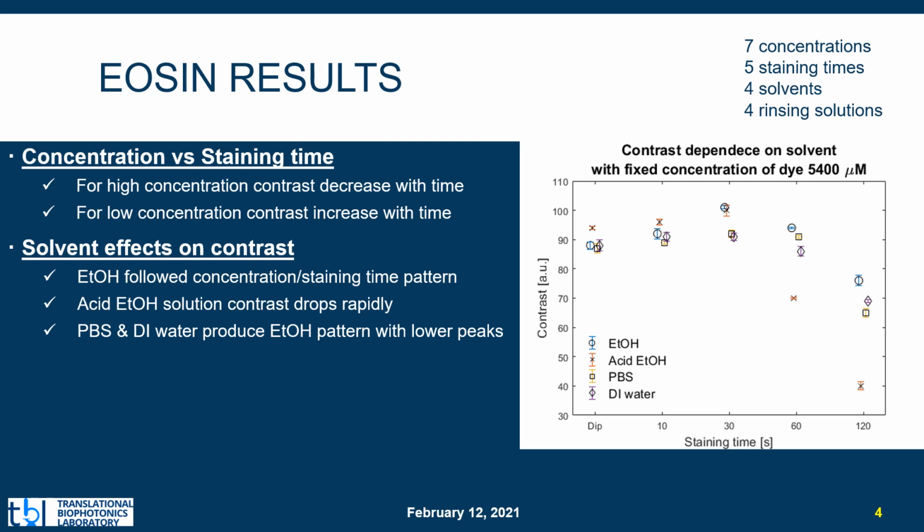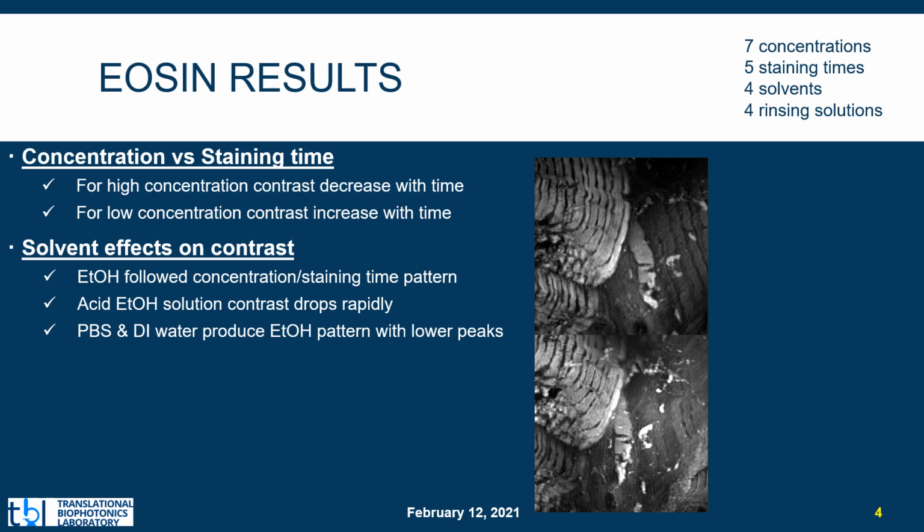For further emphasis on the rapid drop of contrast when we use acid ethanol, we show the image segment with the highest and lowest contrast for ethanol, where we can see some blurring on the area with oversaturated Eosin signal due to a long staining time.